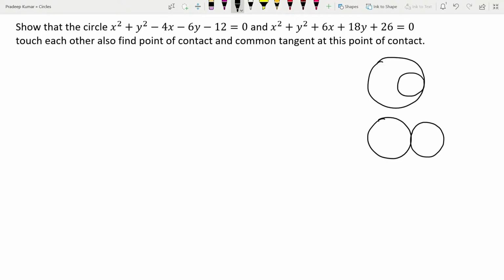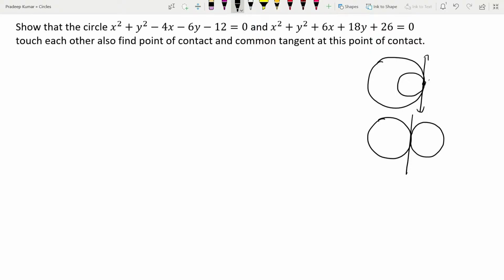If the circles are internally touching, the common tangent will be somewhere over here like this. So this is a tangent which is touching. If it is external, the tangent will be like this. So first we have to prove whether the given circles are touching externally or internally. Then we should find the point of contact where they meet. And the third thing is that we should find the equation of this particular tangent.